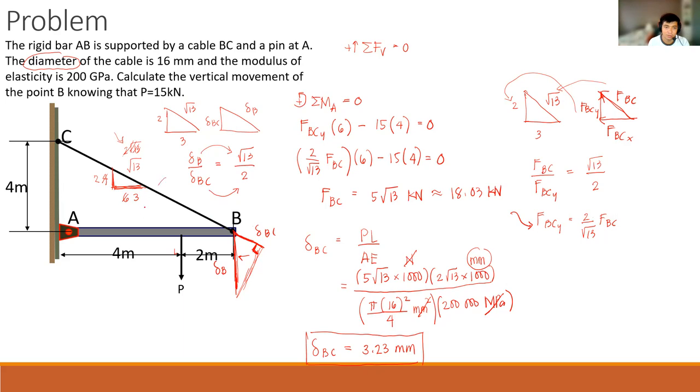So the deflection at B is equal to 3.23 times square root of 13 over 2. That would be the deflection at B, and how many millimeters is it? 5.82 millimeters.